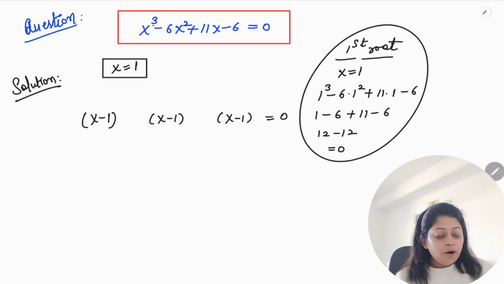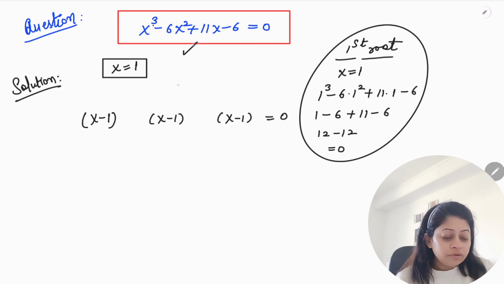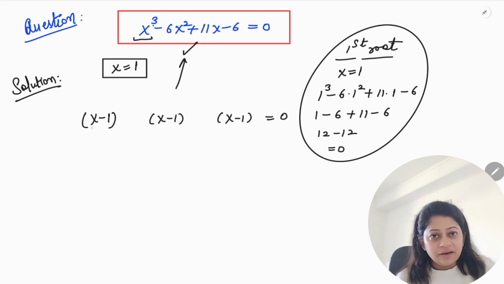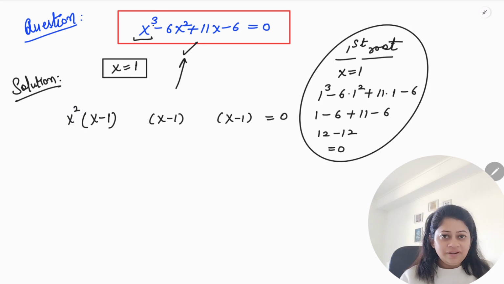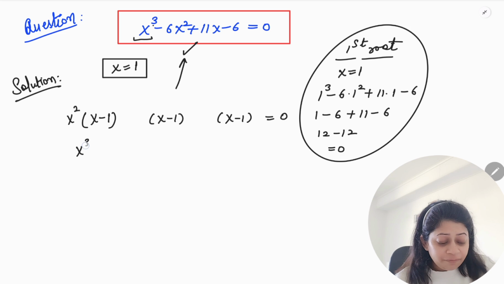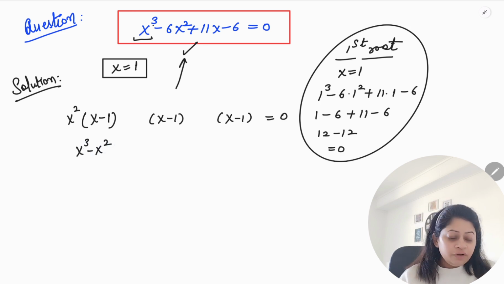Okay, now what would I do? I will try to make this equation from this. How? What do I want? I want x cube, right? So I have x here in the beginning. If I multiply it with x square, it will become x square times x, that is x cube, right? And then I will multiply x square with minus 1. I'm just writing it for you guys. Otherwise, when you practice these questions, you don't even need to write it, okay?